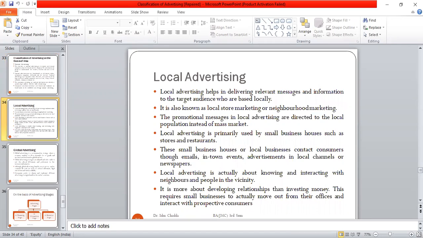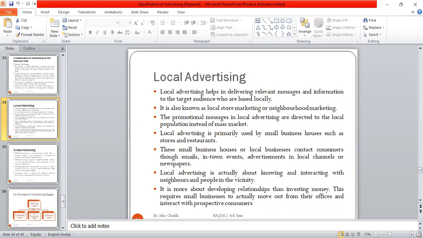The next is local advertising. Local advertising helps in delivering relevant messages and information to the target audience who are based locally. It is also known as local store marketing or neighborhood marketing. This ad is for very small businesses. These ads are conducted by local persons. The promotional messaging in local advertising is directed to the local population instead of the mass market. Maybe in some locality there is the opening of a new shop, then the shopkeeper will promote the shop in that area only.